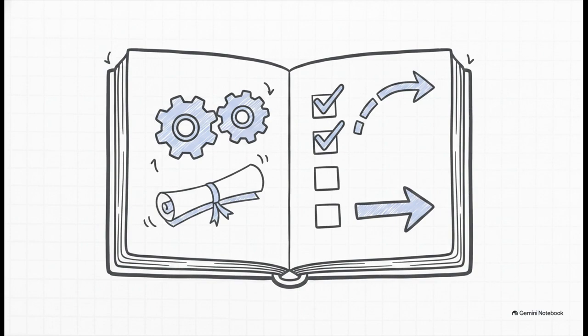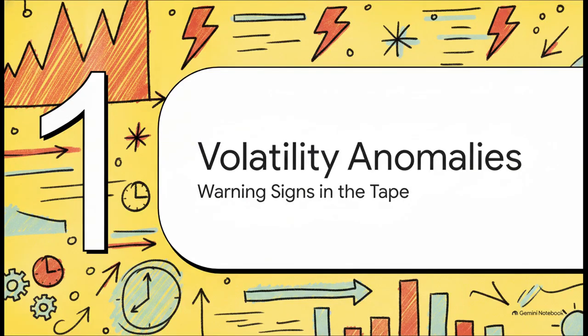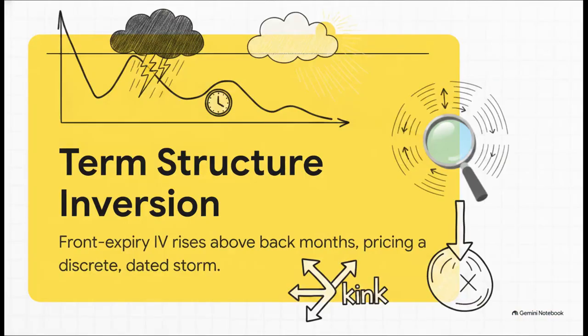Let's get to work. Section 3, Volatility Anomalies. Okay, let's dive right into our final block of tactical setups, starting with Scenario 11. This happens when the term structure literally inverts right before an event. Picture this. You look at the board maybe 10 days out from a massive macro decision, and suddenly, the front expiry implied volatility is spiking above the back months. This creates a backwardation kink that is pricing in a very specific dated storm.